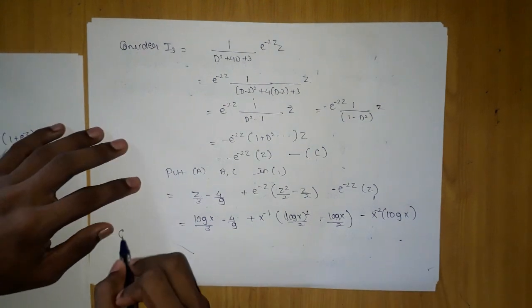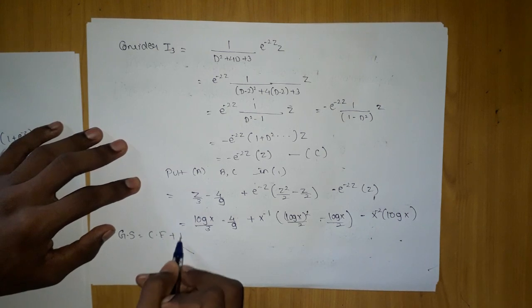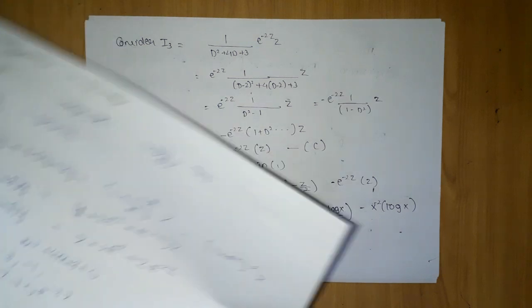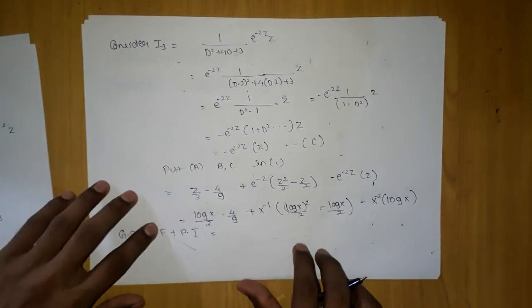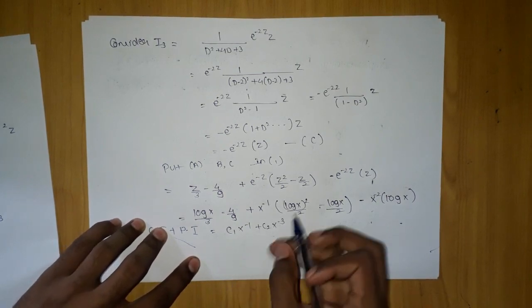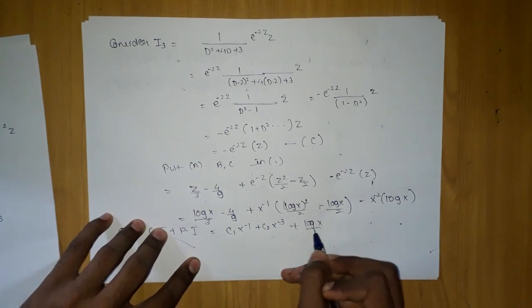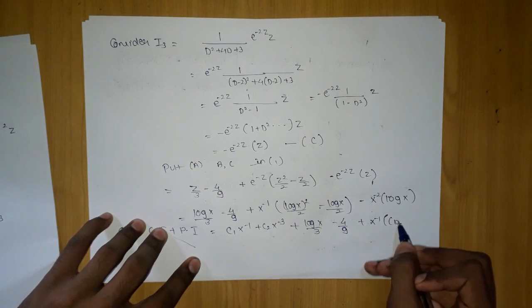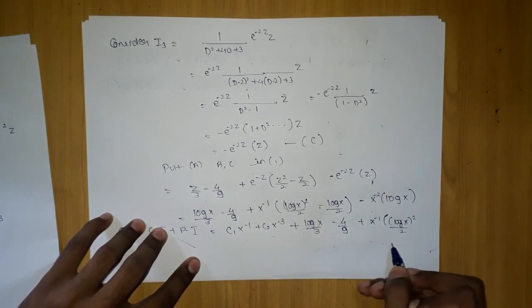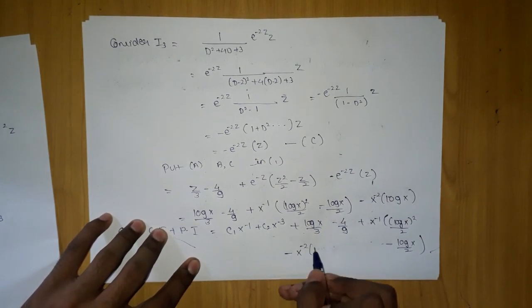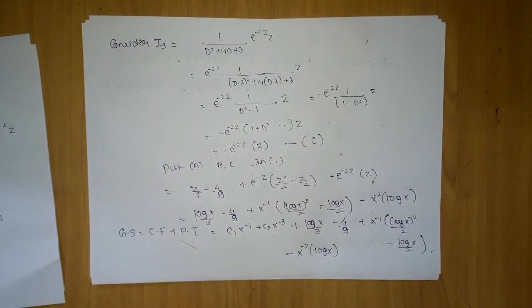Now your general solution is a combination of complementary function plus particular integral. Agreed? So we are going to substitute the things whatever we have. The complementary function was c1 x power minus 1 plus c2 x power minus 3, and then the particular integral: log x by 3 minus 4 by 9 plus x power minus 1 into log x the whole square by 2 minus log x by 2, bracket close, minus x power minus 2 into log x. So this is our required general solution. Hope you have understood each and everything.